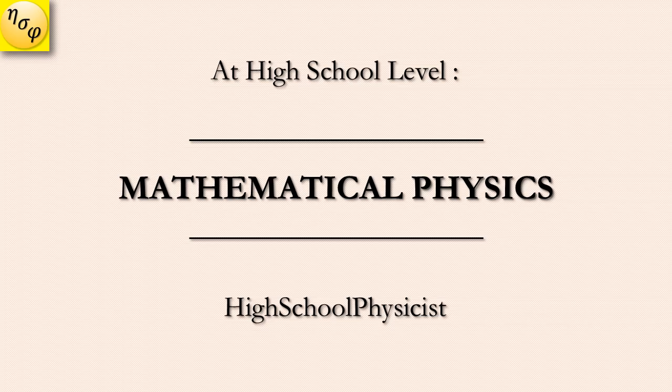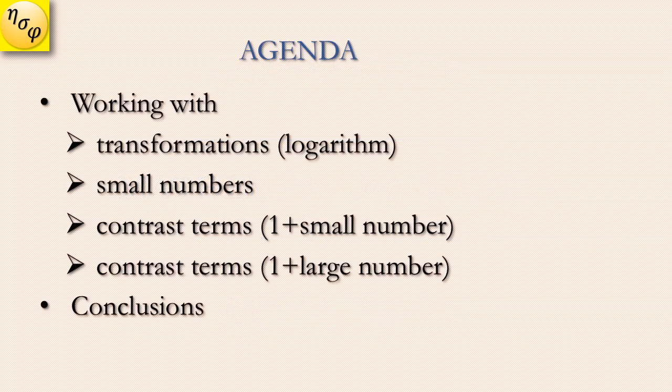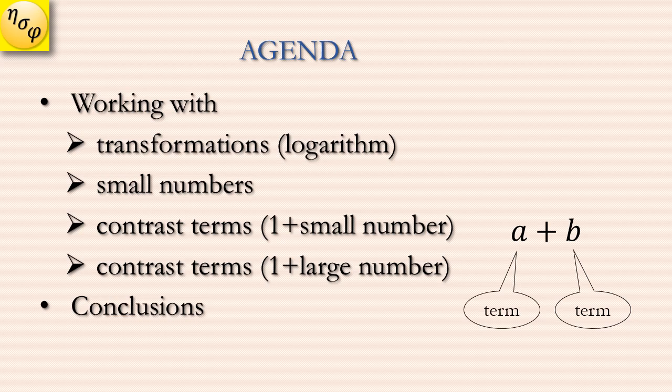Today I'm going to be talking about mathematical physics, which provides examples of how physicists use some mathematical strategies to greatly simplify their calculations. As mathematical physics is a very broad topic, we limit ourselves to the following topics. How physicists work with transformation, with logarithm as an example. How physicists work with small numbers. How physicists work with contrast terms, and the conclusions.